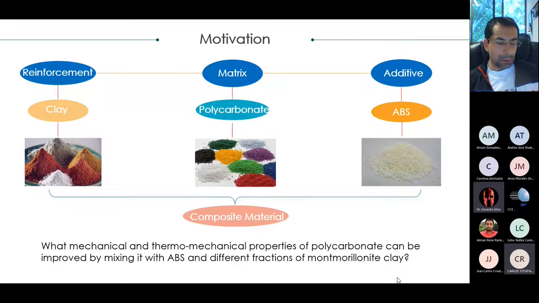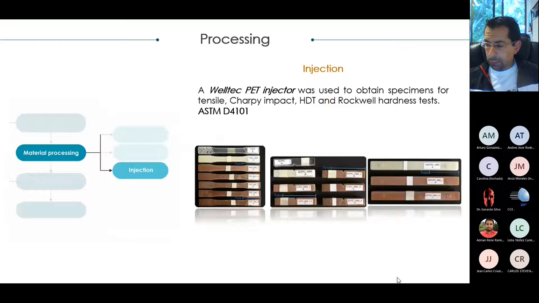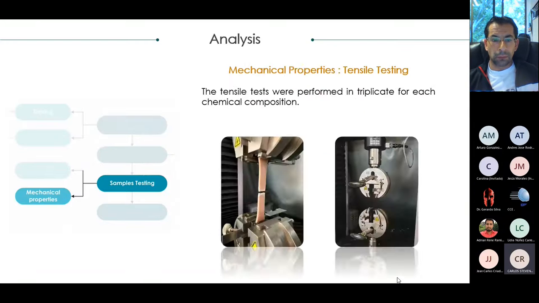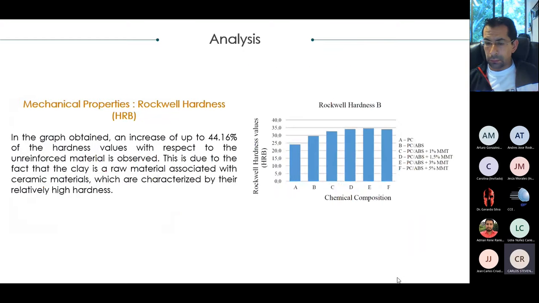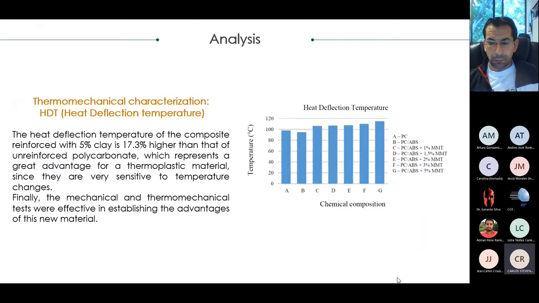Okay, perfect. We use the clay because it's quite important, because it's associated with the ceramic materials. It's a risk because it increases our risk of these kinds of failures. In this sense, it's quite important to have the balance.